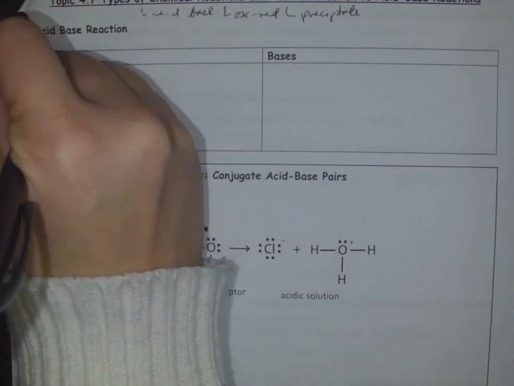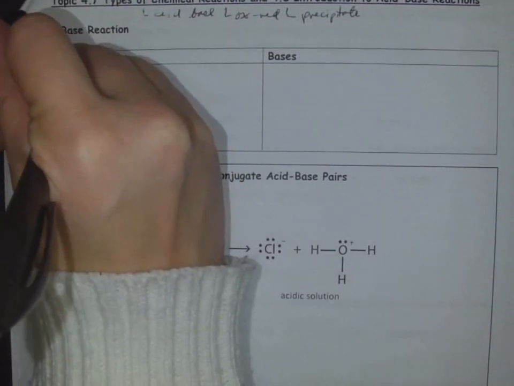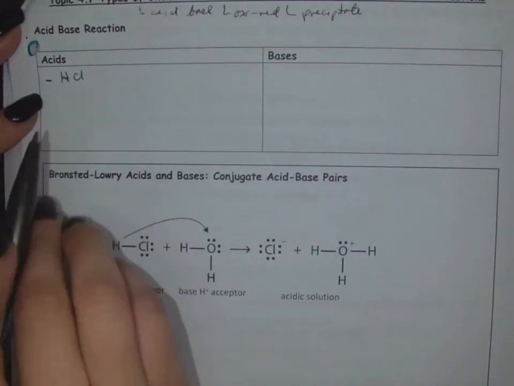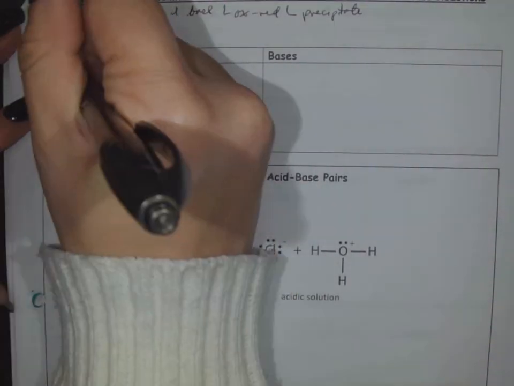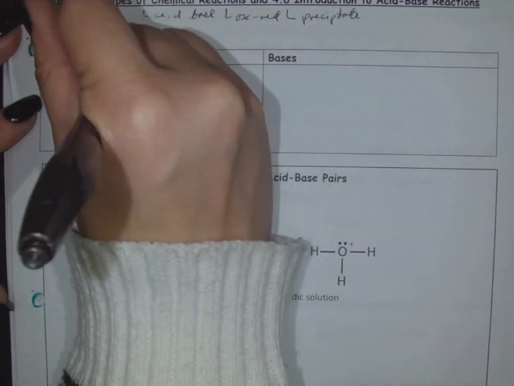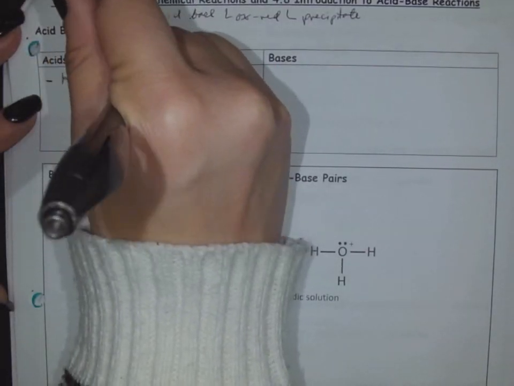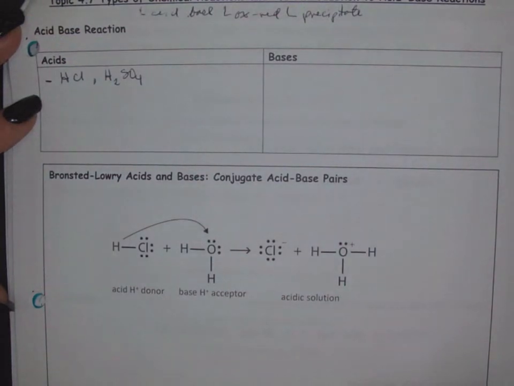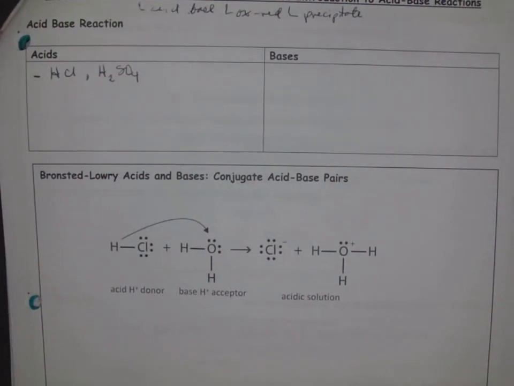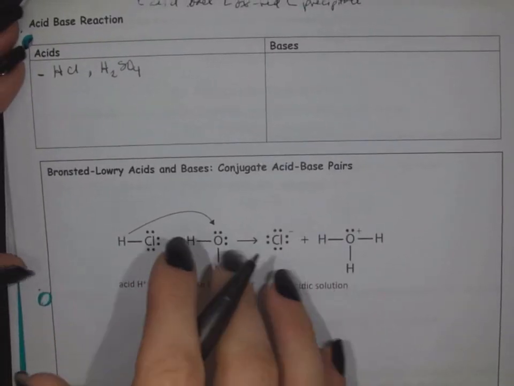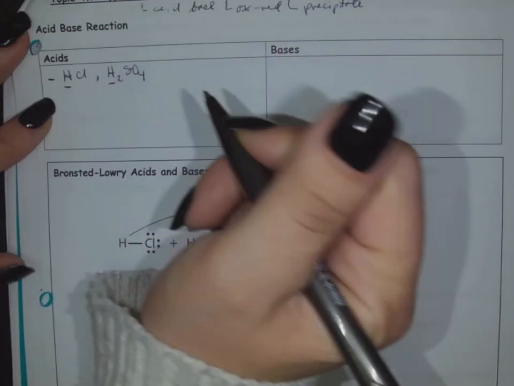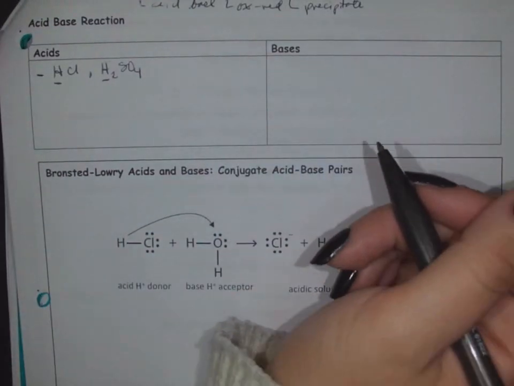Acids, their chemical formulas start with H. So like hydrochloric acid, HCl. Another example of this would be sulfuric acid, which is H2SO4. So these are, in general, and not always, and we're going to see that down here, the chemical formulas for acids start with a hydrogen.